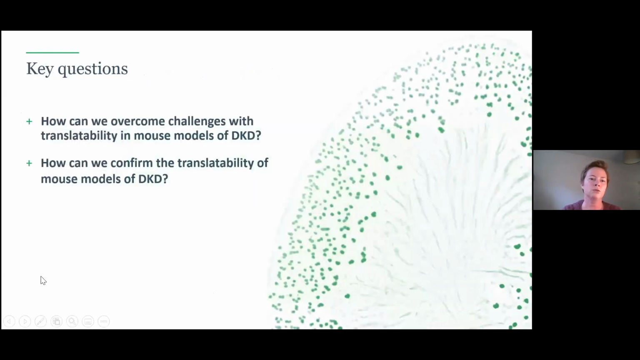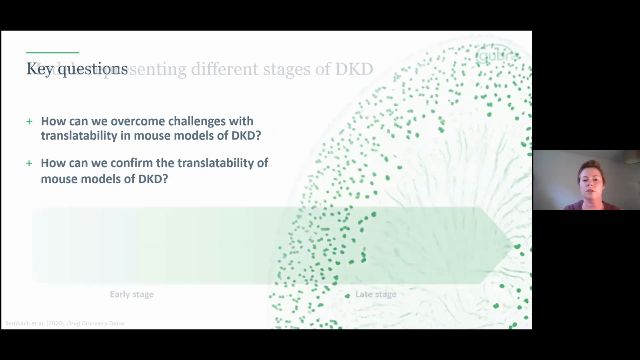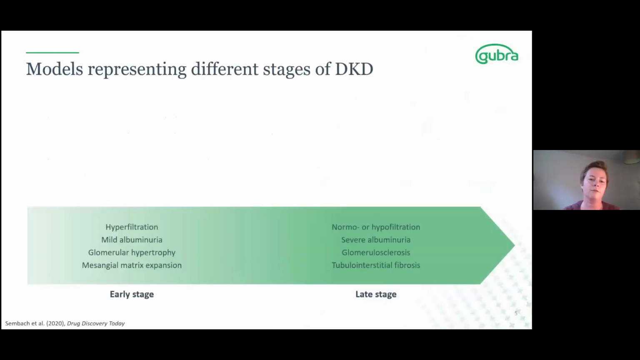So here are the two key questions that I'm going to try to address in this talk. First of all, I'm going to try to give you an example of how we can overcome this challenge with the translatability of our, especially mouse, models of diabetic kidney disease. And secondly, once we've established a good model, I'm going to give an example of how we can actually confirm that translatability in these models. So first of all, let's have a look at what the mouse models look like and how we can improve them. Rodent models of diabetic kidney disease can be categorized in many ways, for example, according to whether they have type 1 or type 2 diabetes.